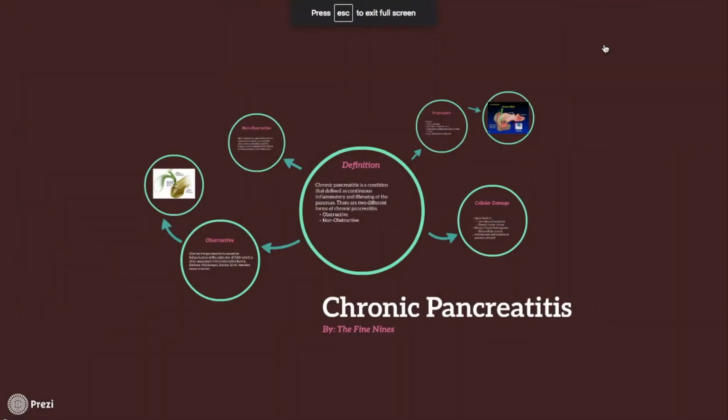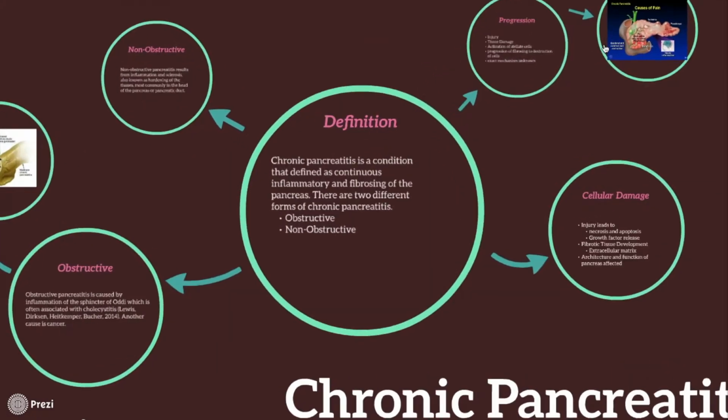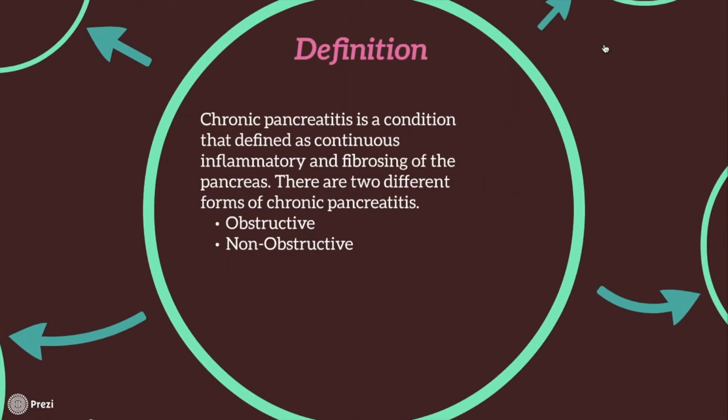My name is Kim, and today we're here to talk about chronic pancreatitis. Chronic pancreatitis is defined as the continuous inflammatory and fibrosing of the pancreas.